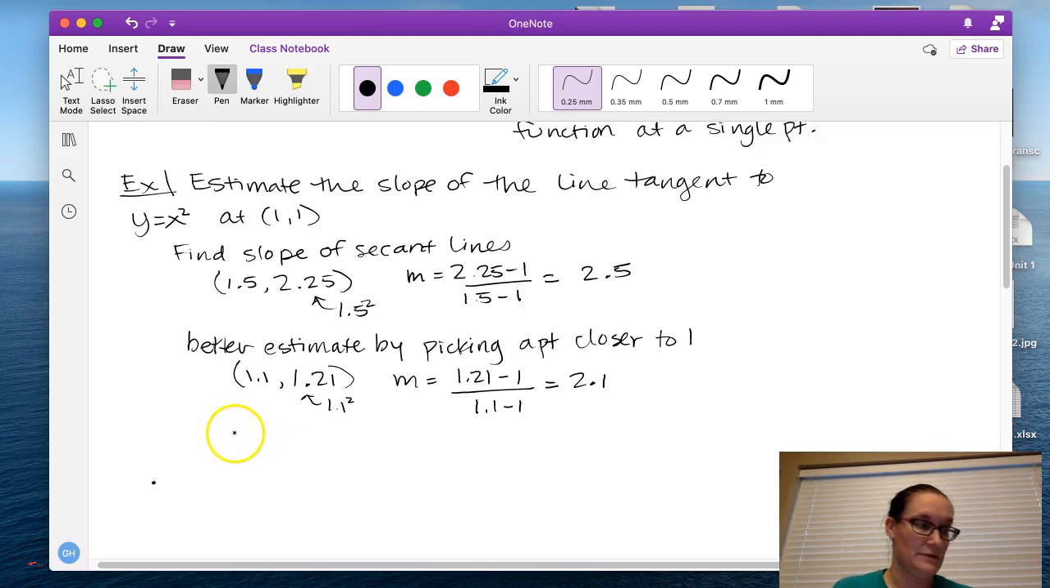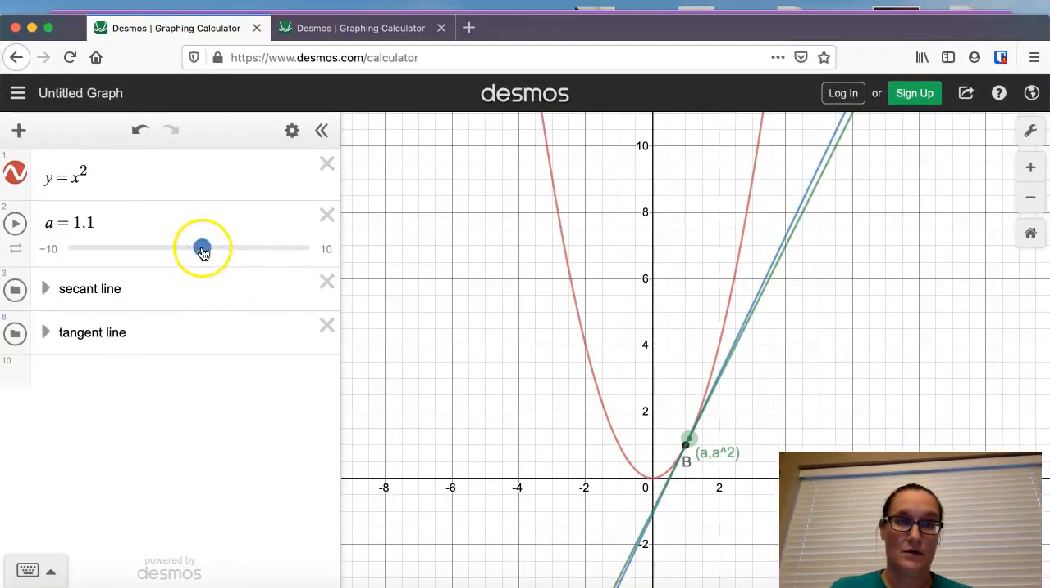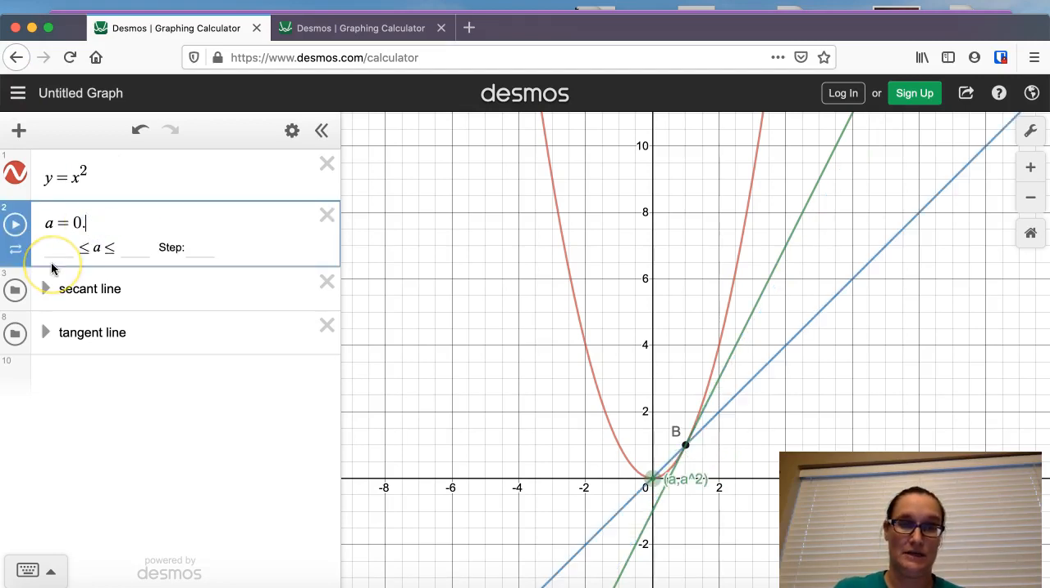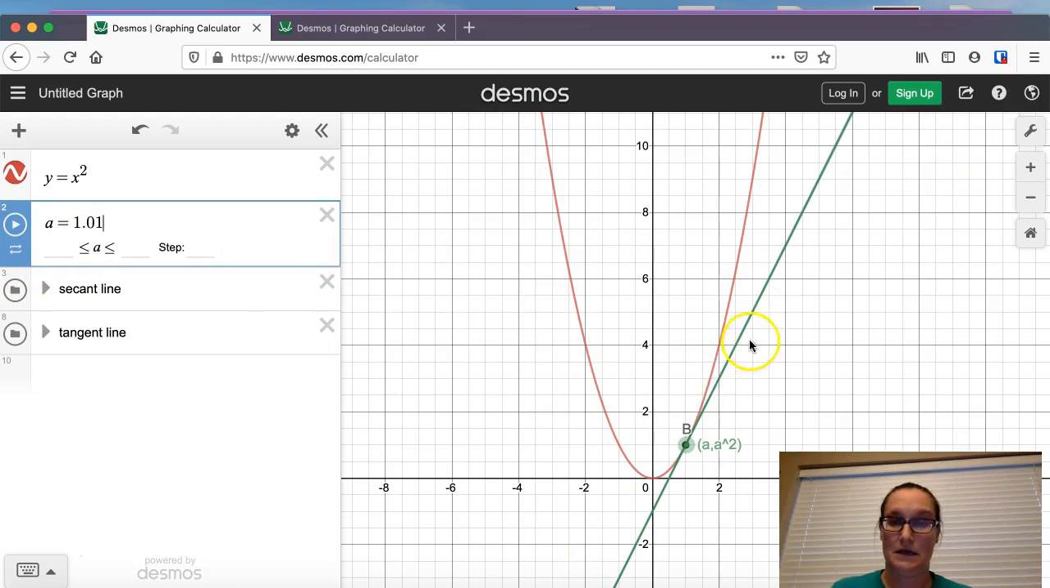We could do 1.01. Let me go back to that Desmos thing. We could actually make A go on the other side of B and try to do those slopes. All right, so we could get it even closer. If we did, let me change A to be 1.01, we can see on the graph that when we make A 1.01, they are almost exactly the same line.